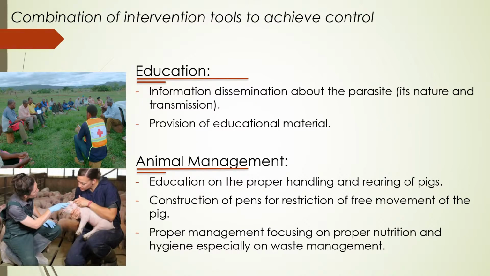Okay, the combination of the intervention tools to achieve control: we have education and animal management. Under education, we have information dissemination about the parasite, its nature and transmission, and provision of educational material such as booklets and pamphlets. And under animal management, education on proper handling and rearing of pigs, construction of pens for restriction of free movement of pigs, proper management focusing on proper nutrition, hygiene, especially on waste management.